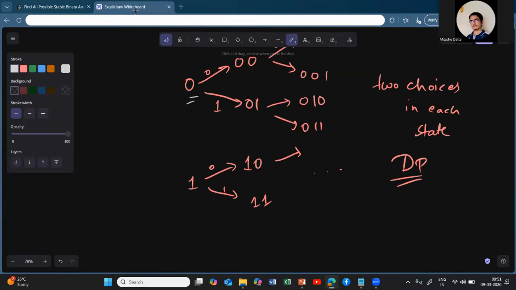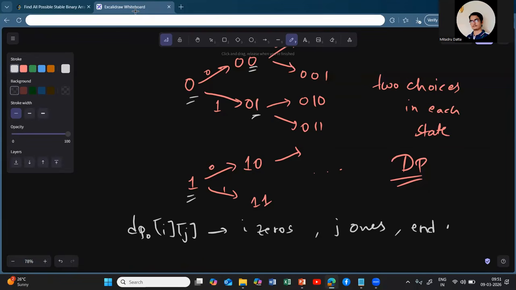See, one that starts with 0, one that starts with 1. It is also the same as telling that the last element is 0 or 1. Okay, so you can create one DP as dp0[i][j]. So this DP will tell you that there should be i zeros in the string which you have formed, there should be j ones in the string which you have formed, and also that it should end with 0. Why end with 0?